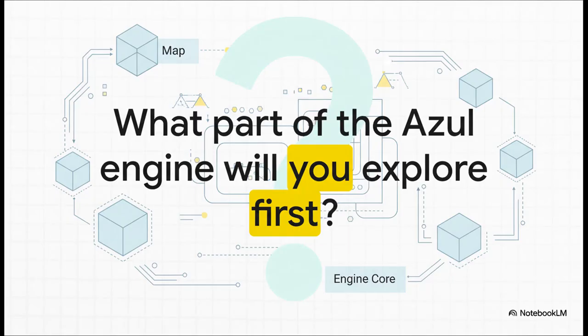So there you have it, the map of the Azul engine from start to finish. We hope this overview gives you the context and the confidence you need to dive into the codebase and start contributing. Now there's just one question left. What part are you going to explore first?